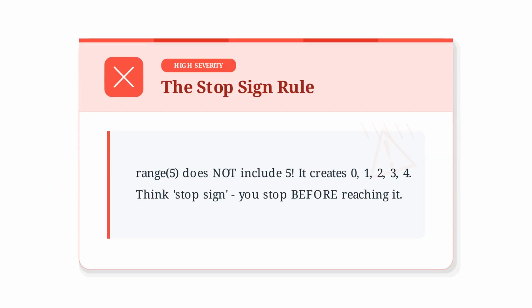This trips up everyone at first. Range 5 does not include 5. It creates 0, 1, 2, 3, 4. Remember the stop sign rule. You stop before reaching the number.